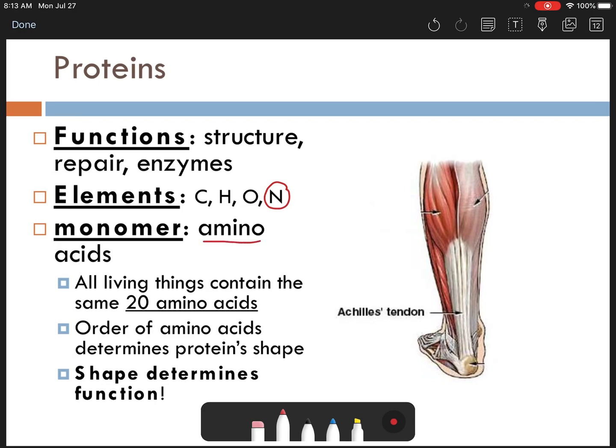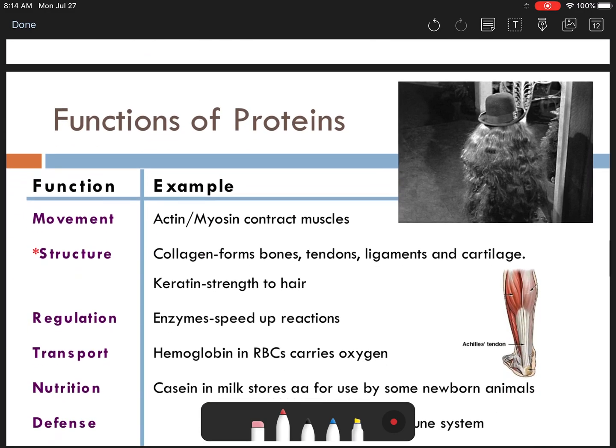The monomer or subunit for a protein is an amino acid. We have 20 different amino acids, and the order that those amino acids are in is going to determine the type of protein it's going to be and what type of shape that protein will have. And the shape of a protein determines its function. So those amino acids, those subunits, are so important because even though all living things have these same ones, they're not put together in the exact same order. And that's what makes different organisms' proteins a little bit different than our proteins.